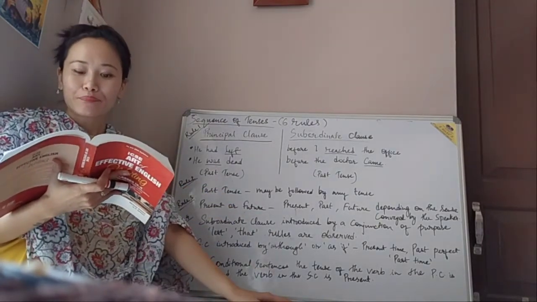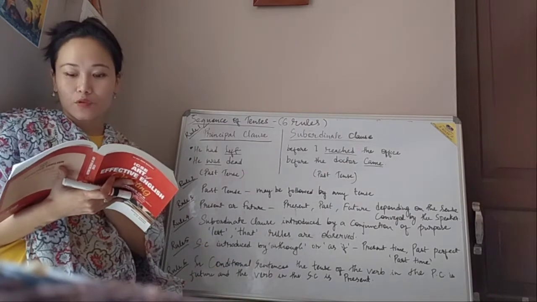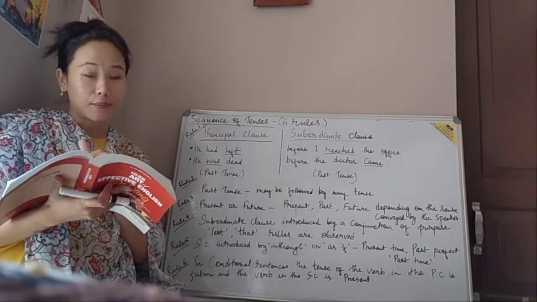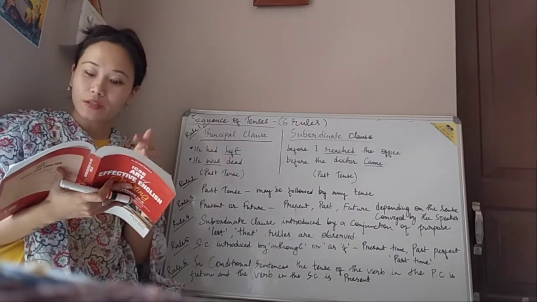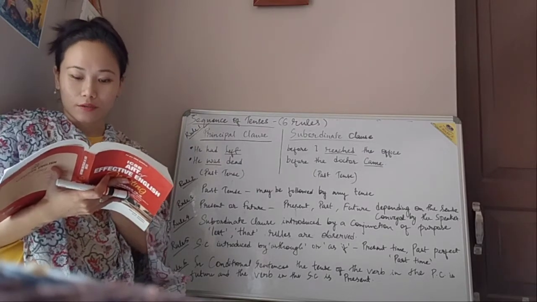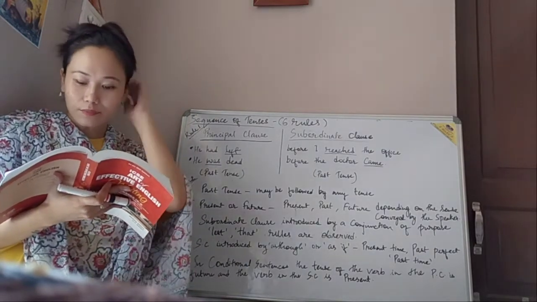Okay, like present tense, "I say he is here." Future tense, "He will say I am here." "I say he will be here." "He will say I shall be here." So these are some of the examples.